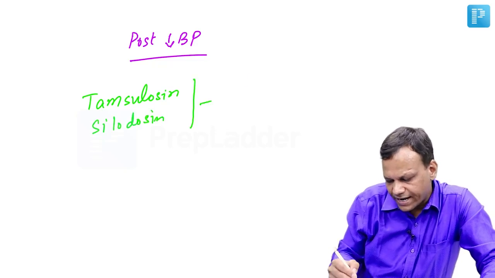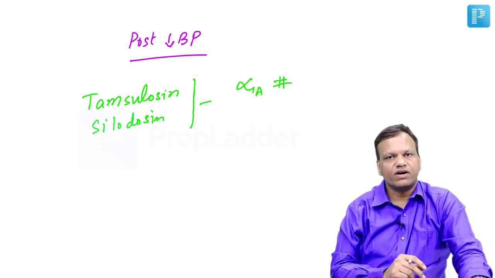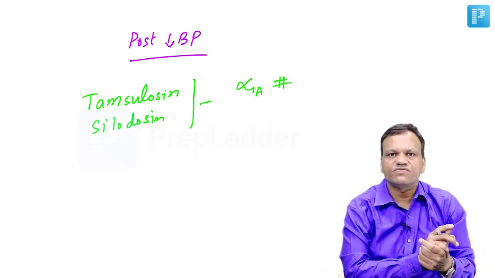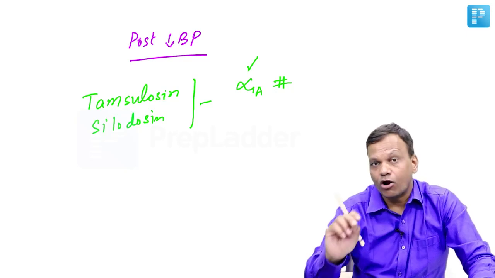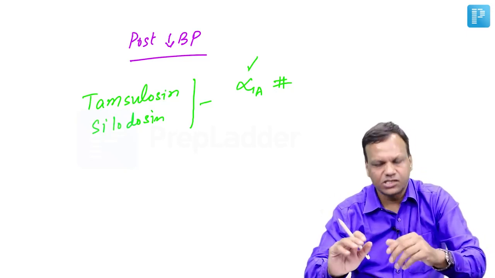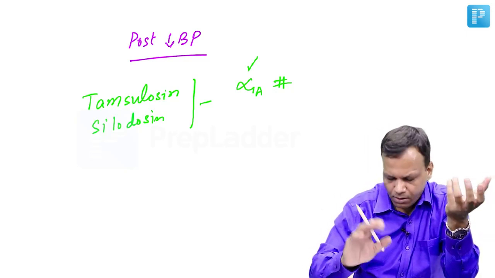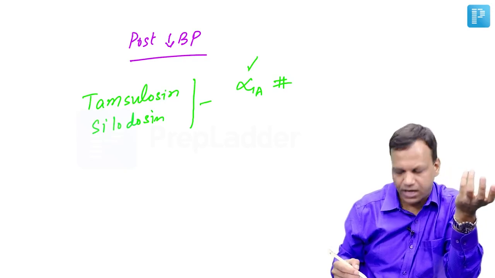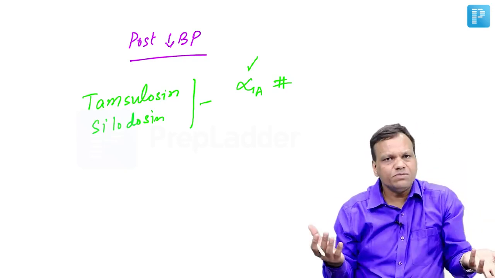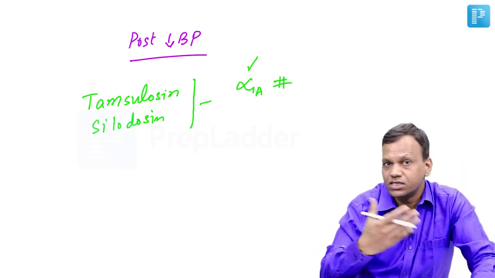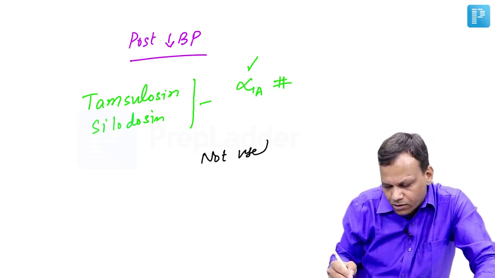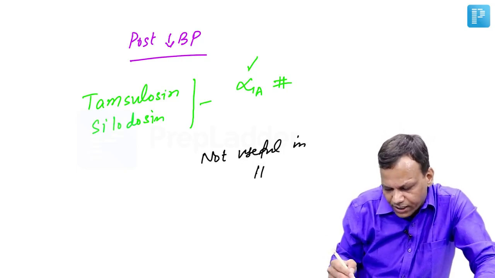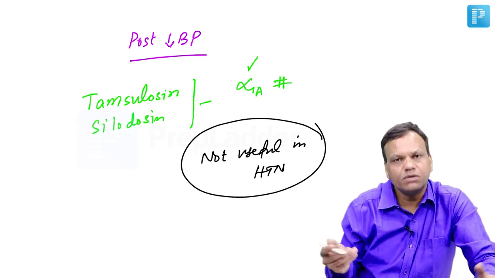These drugs are selective alpha-1A blockers. Remember, in the prostate we have alpha-1A, whereas in the blood vessels we have alpha-1B. So these drugs are used in BPH. They will not affect the blood pressure, so lesser chance of causing postural hypotension. They are not decreasing BP, so they are not useful in hypertension or any problem of the blood vessels.